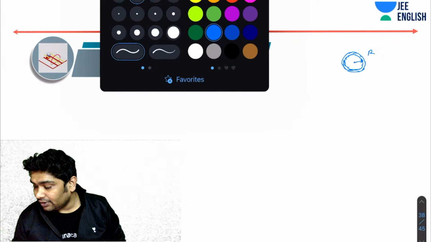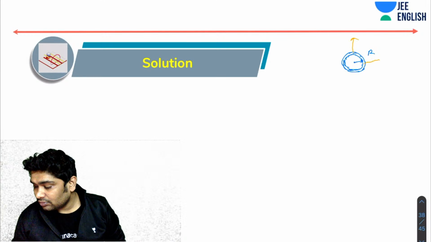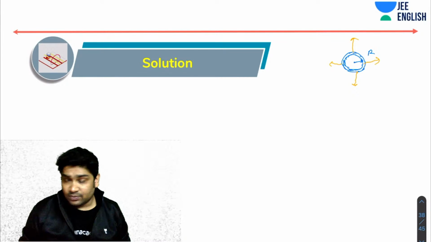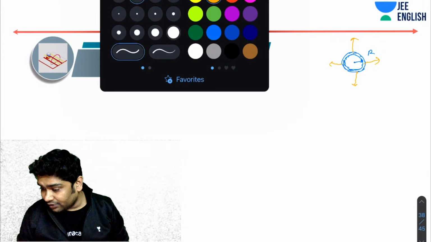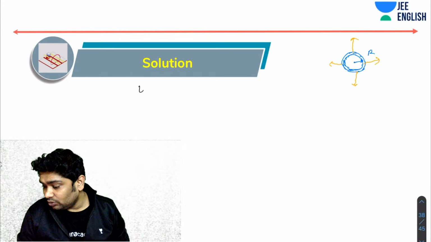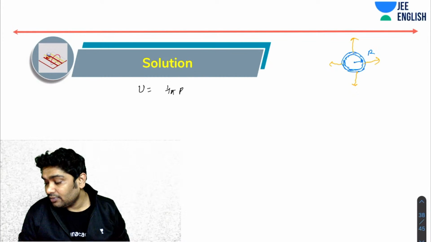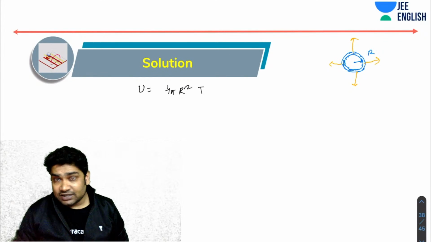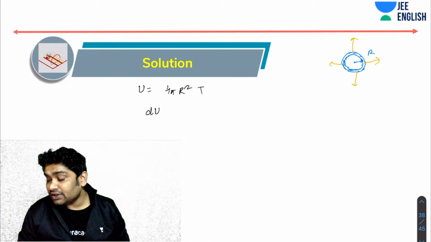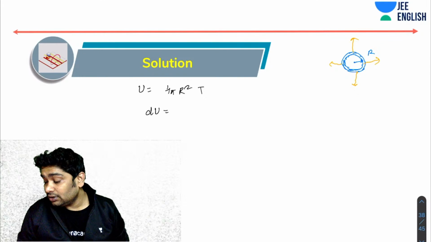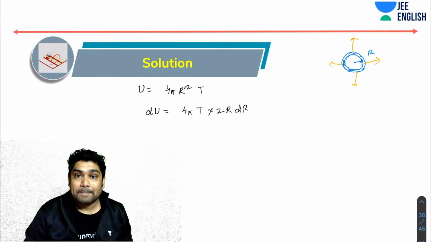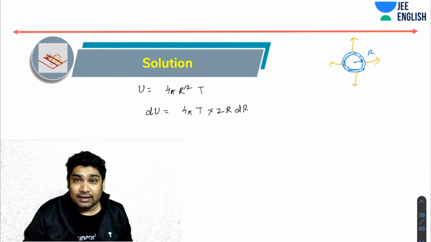ये पार्ट इवेपोरेट हो गया. ओके, सो जब ये पार्ट इवेपोरेट हो गया डी आर थिकनेस का इसमें से, तो व्हाट इज द सरफेस एनर्जी दैट गॉट रिड्यूस्ड? ओके, तो हम कहेंगे यू क्या था? यू था हमारा 4πr²T. So when the surface radius decreases by dr, reduction in surface energy is dU equals 4π into T into 2r dr. Correct? That is the surface energy reduced.